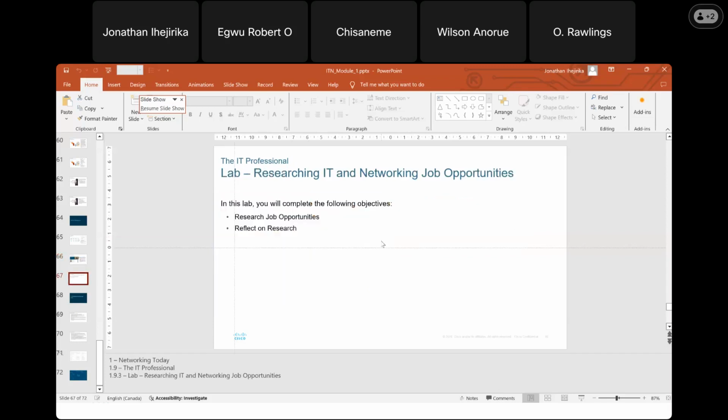Now, in your course material, you should see a lab. And I want everyone in this course to go through that lab and submit it via the email provided. In this lab, you complete the following objective. You will research job opportunities and reflect on that research. Yes, and this is lab 1.9.3. You can see that at the left bottom of your screen. That is the lab, Researching IT and Networking Job Opportunities.